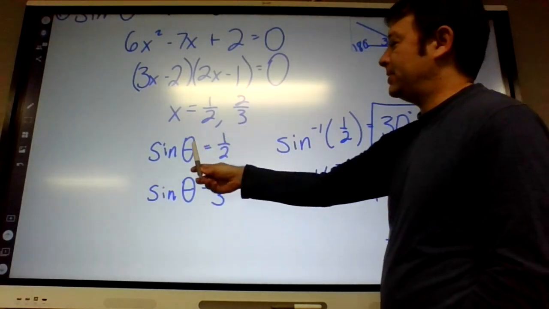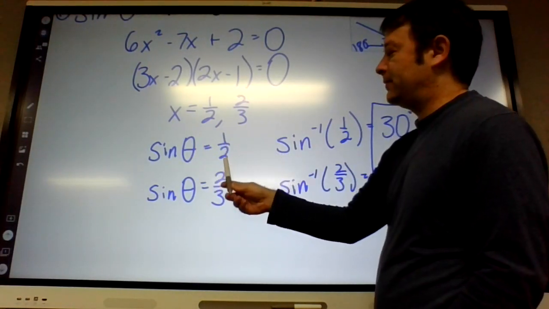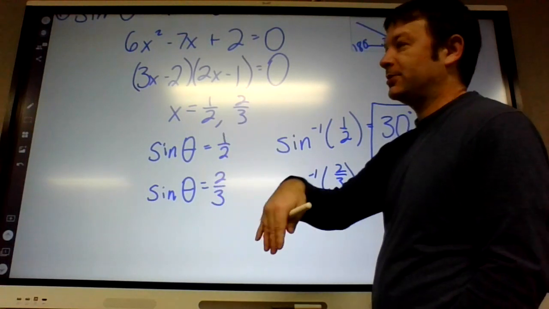So yeah, if these are negative, then you have to do the negative sine quadrants.